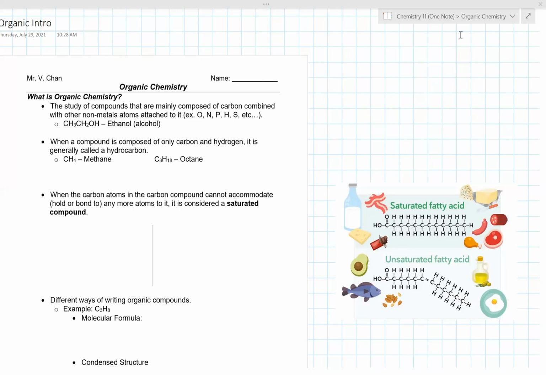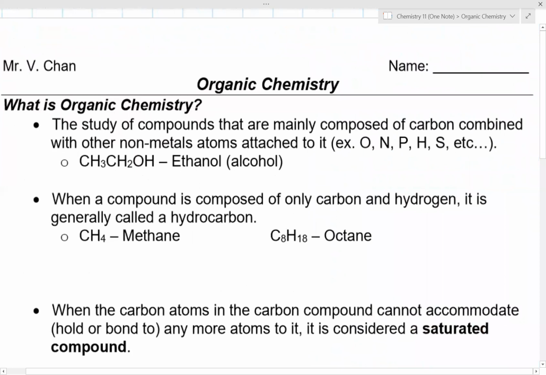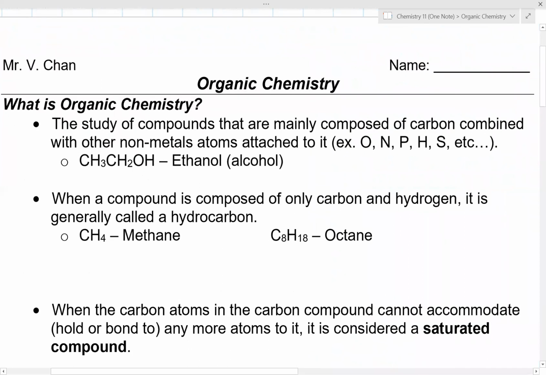All right. So what is organic chemistry? If you look at the first bullet, it says the study of compounds that are mainly composed of carbon combined with other non-metal atoms. An easy way to think of organic chemistry is the chemistry of dead things. The majority of the materials that we use, let's say your plastic, your clothes, everything comes from plants or from petroleum products.